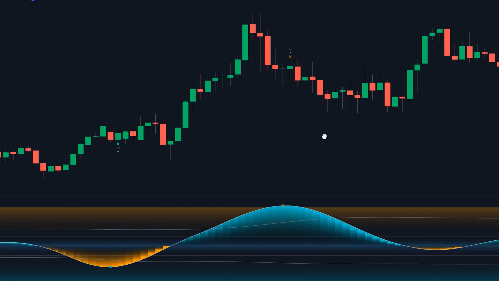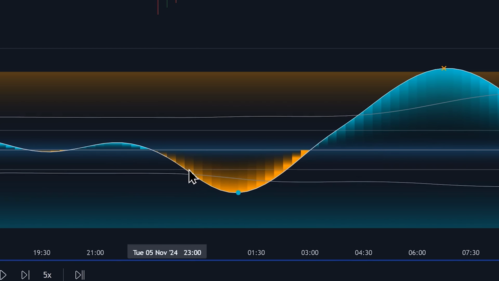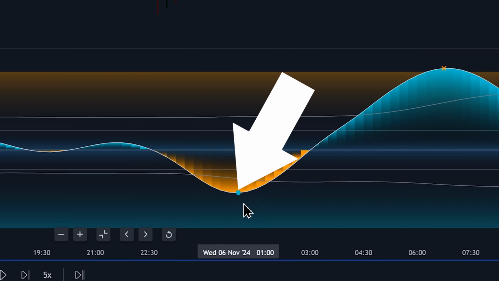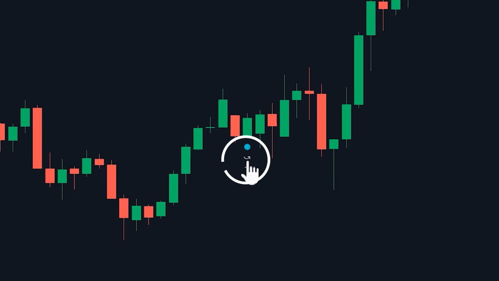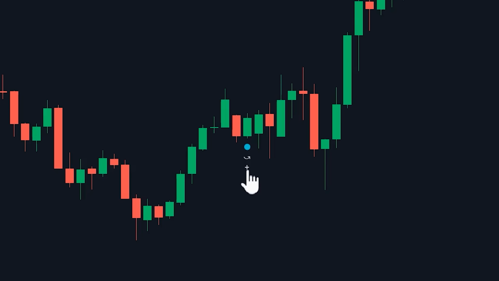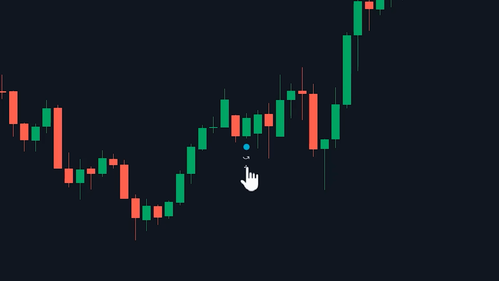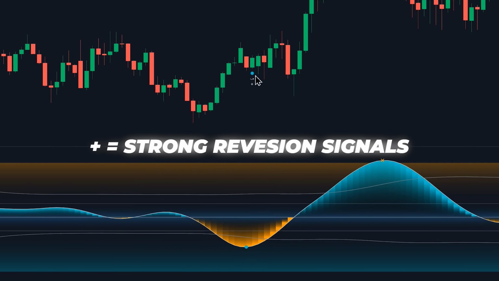Now, on the other hand, whenever the oscillator crosses under the oversold level, like here, you're gonna get these tiny teal-colored dots, and then overlaid on the chart, it's gonna be the same dot label with a plus sign. The plus sign is just a signal to tell you that these are strong mean reversion signals.